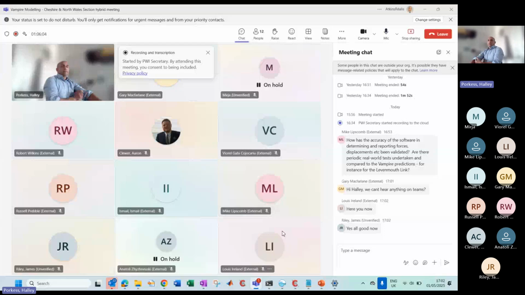So, yeah, I'll repeat my answer to Mike's question about validation. There was a benchmarking exercise carried out, I think at some point in the 90s, called the Manchester benchmark, where Vampire and some other software packages were benchmarked against real world tests. Anything that was successfully benchmarked at that time was considered to be of a high quality. I was also adding that when we make a vehicle model, we'll validate the vehicle model against test data when we can as well.